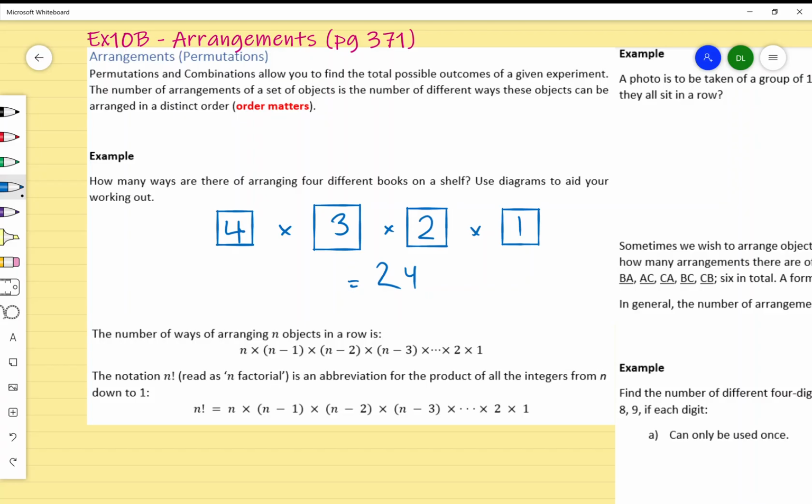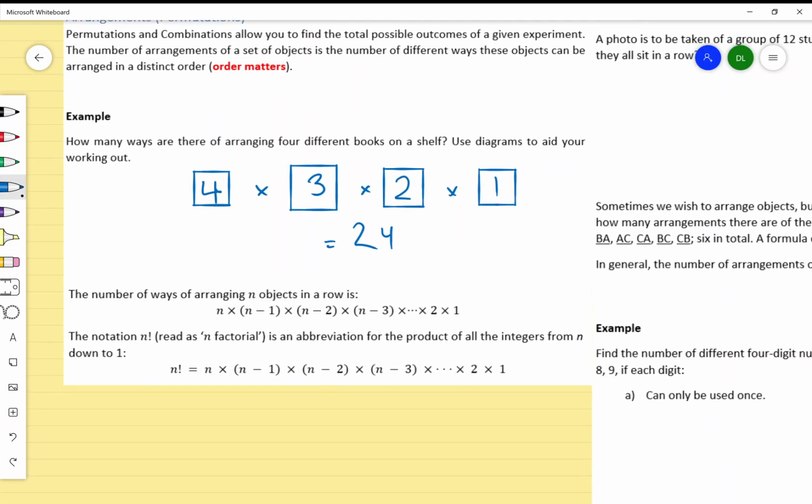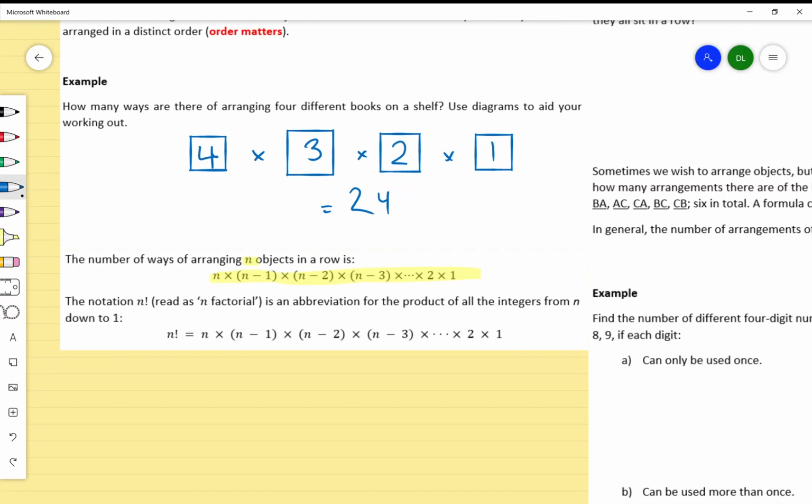Now, you probably would have noticed that we are going down one by one. The number of ways of arranging n objects in a row is this formula here, where n is the number of objects. Every time we go down or go to the right, we take away the value of 1. We write this as n factorial.